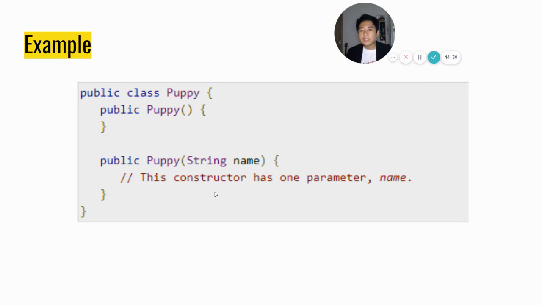Next, here we have an example for the constructor. Let's say we declared a class named Puppy. Here we have a public method Puppy, with the constructor name. The constructor here is the name. Inside the open and close parentheses, we add the parameter of name. As you can see in the comment, this constructor has one parameter, which is name.